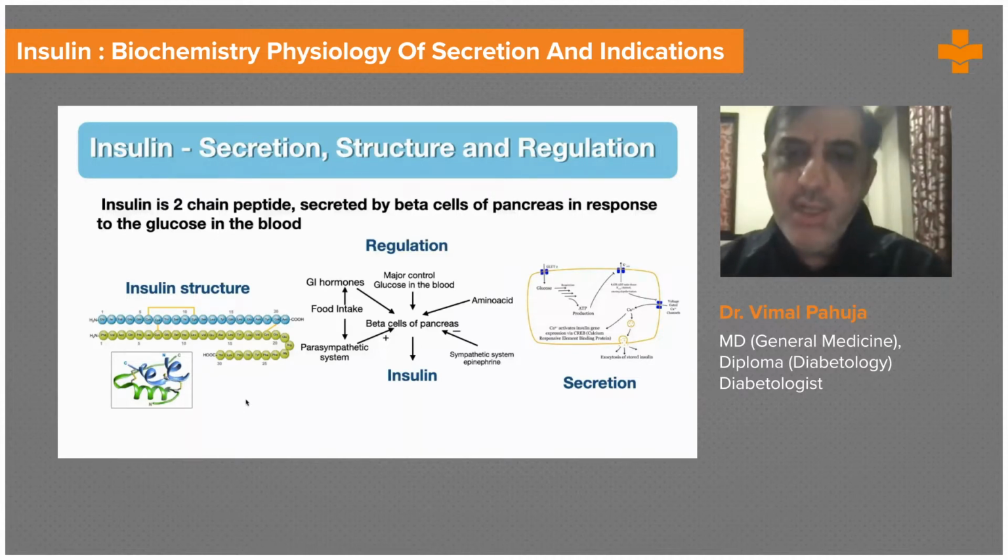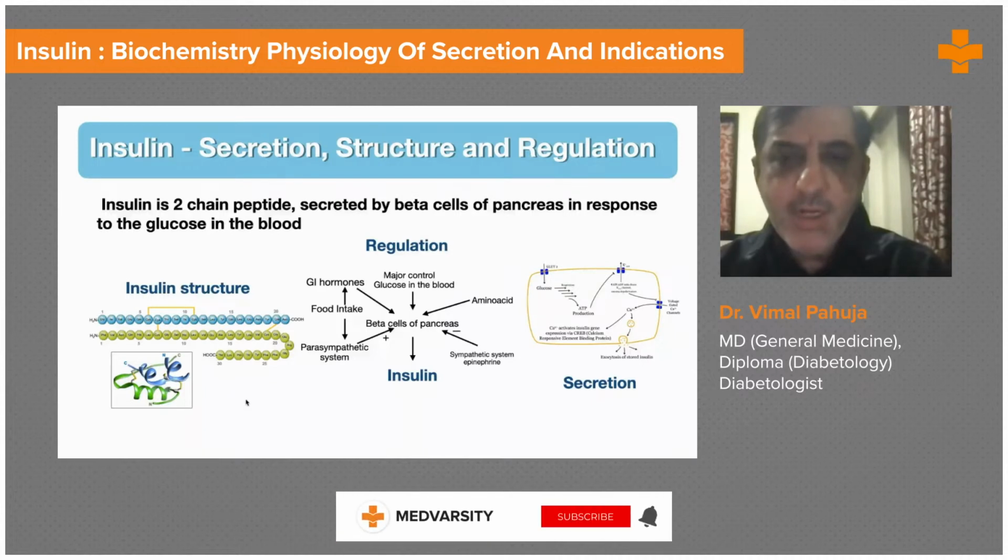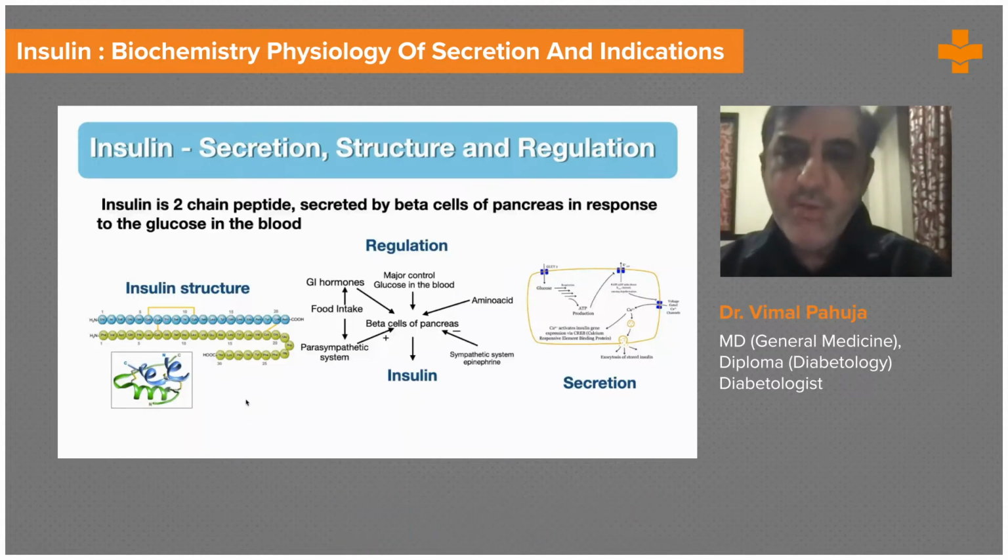Very important that glucose in the blood has a major role in insulin secretion. So it has a major control. Beta cells of the pancreas are stimulated because of the glucose in the blood. Also, there are other GI hormones like incretin hormones, which come from the small intestine and stimulate the beta cells. Amino acids and proteins also, remember, will incite insulin secretion, not to the extent of glucose, but yes, they will increase insulin secretion.